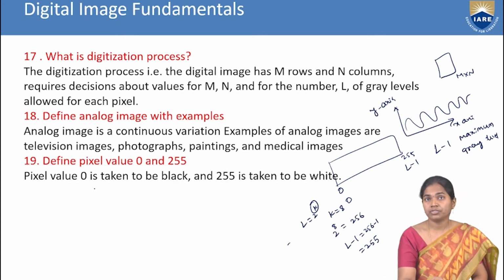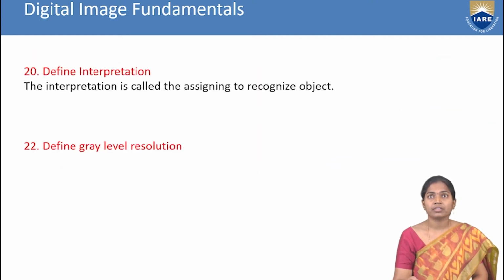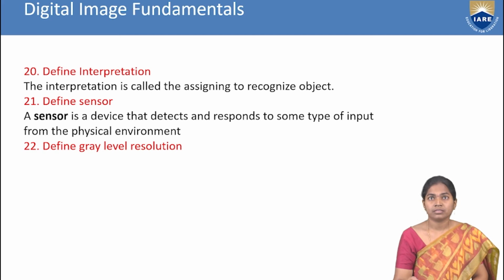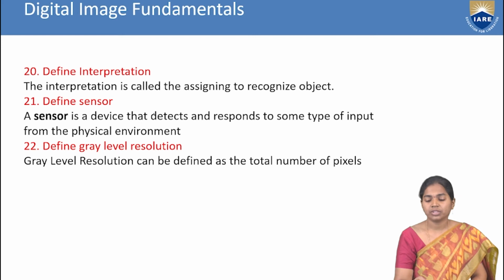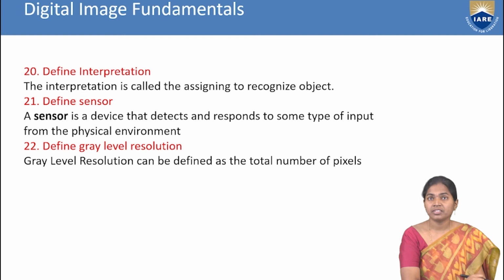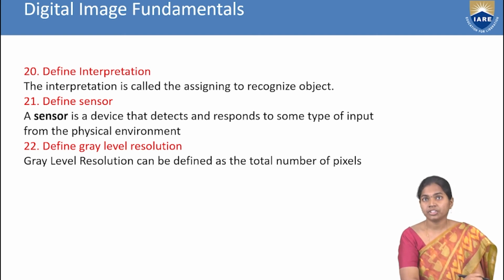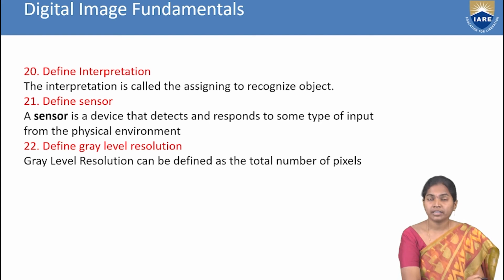Here pixel value 0 is taken to be black and 255 is taken to be white. Next, define interpretation. Interpretation is assigning meaning to a recognized object. A sensor is nothing but a conversion device. It converts light energy into electrical form, and with the use of a sensor we can detect the object.